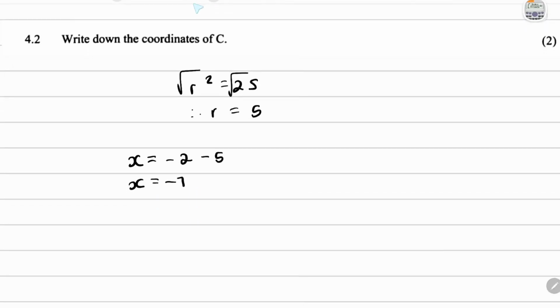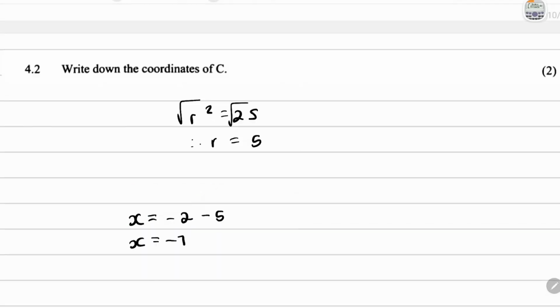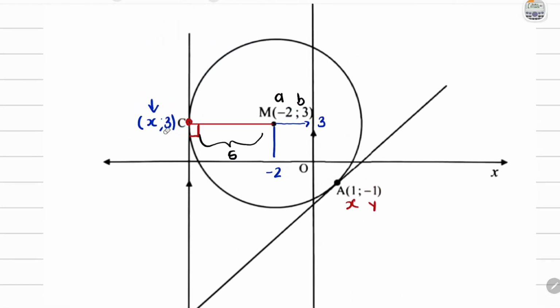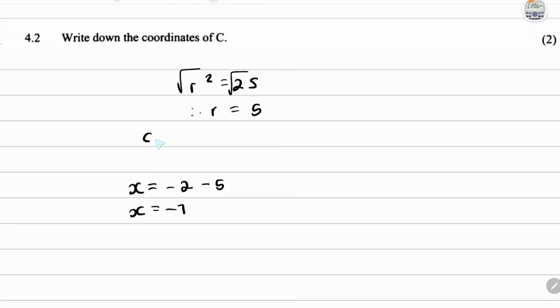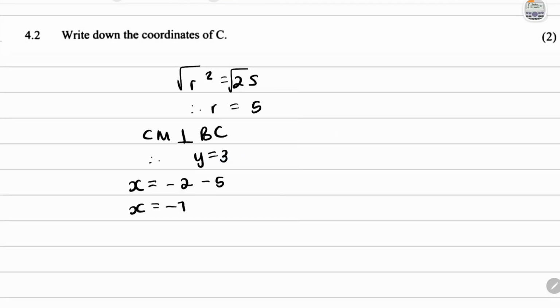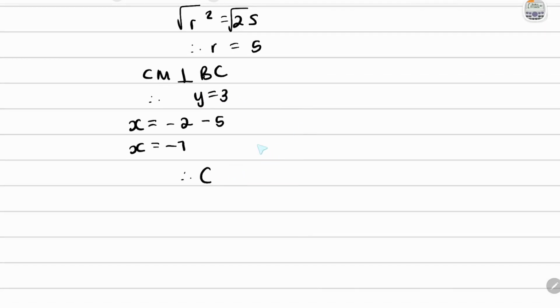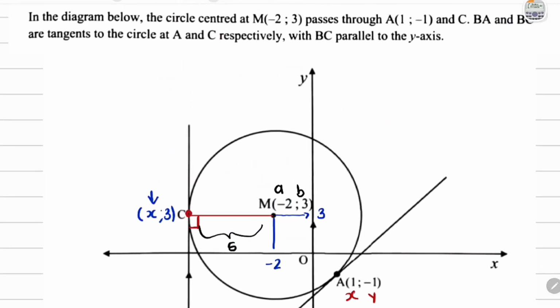Okay, I already knew that the y value was 3. And I think I should have said that in the beginning. So I already knew the y value was 3 because of that being perpendicular. I don't think we need to say that, but we can tell them that CM is perpendicular to BC. And therefore it means that the y value was 3. And so it means that the coordinates of C are really just -7 and 3. And there we go. And that's how we find those.